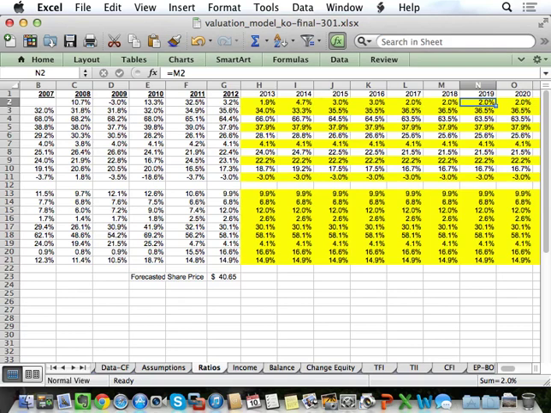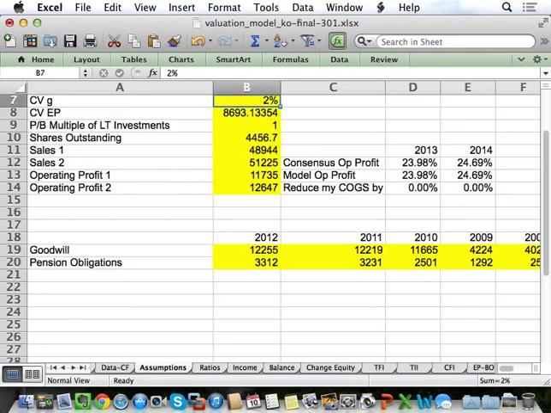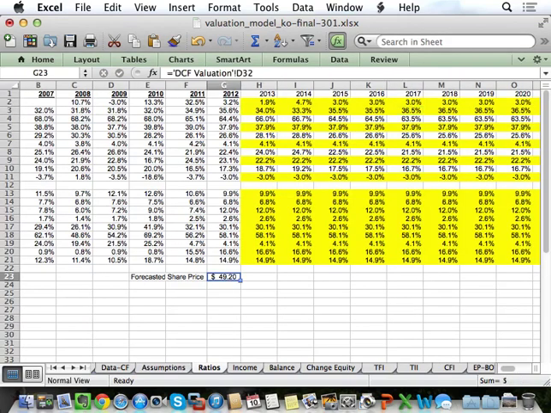So my belief with Coke is that I think they are going to probably see slower growth, but I think they're going to grow with the economy. So instead of 2% in the as-is, I'm going to raise it to 3%. And in the continuing value period, I'm going to raise that back to 3%. Well, that gets me a $49 share price.